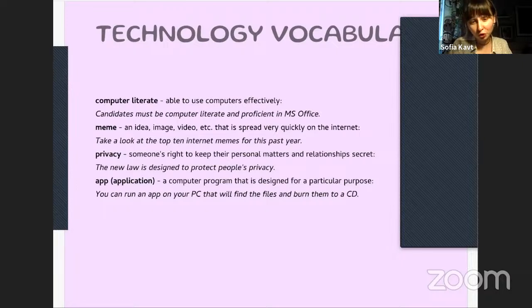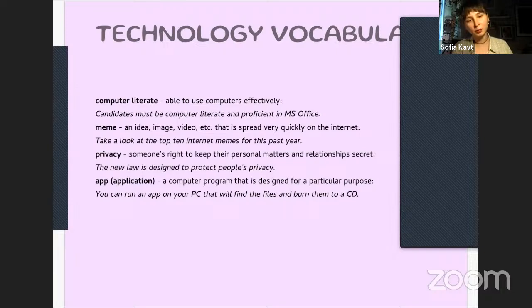This is a viral picture, video, or maybe phrase, something like a joke or anecdote, which is spread very quickly on the internet. And you can also alter this thing using your own ideas and imagination, and you can apply it to different situations, and other people will relate to you if you do it successfully.